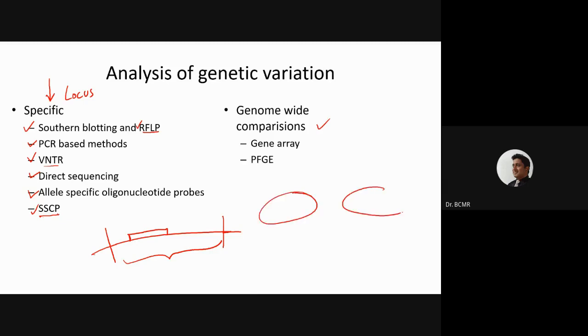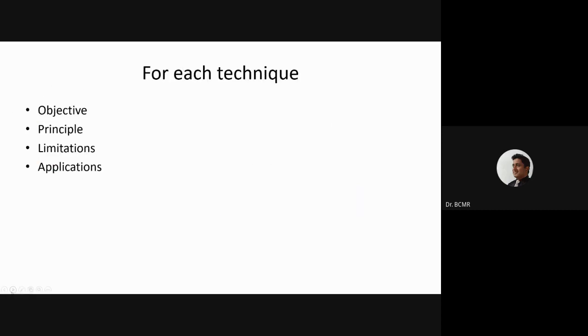It's like saying, I have two bacterial cells, strains A and B, assume. I want to know what genes are present in this, specifically what are present in A and specifically what are present in B. I'm comparing the whole genome, right? And those come under genome-wide comparisons.